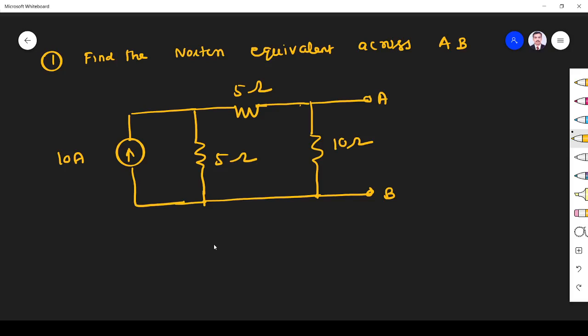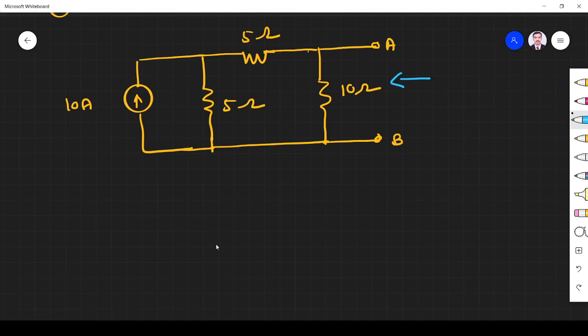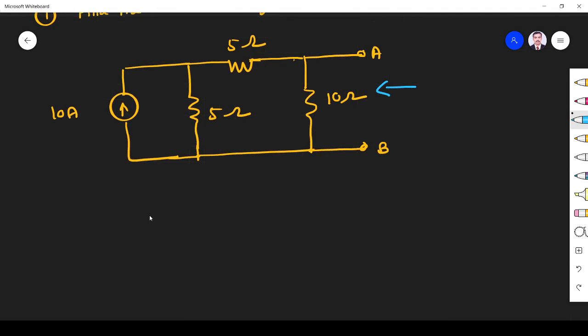Hi friends, in this video we see Norton's theorem related problems. The first question is find the Norton's equivalent across A and B. So we have to find Norton equivalents across A and B. Whenever you want to find the Norton's equivalent across A and B, we will replace this remaining area.